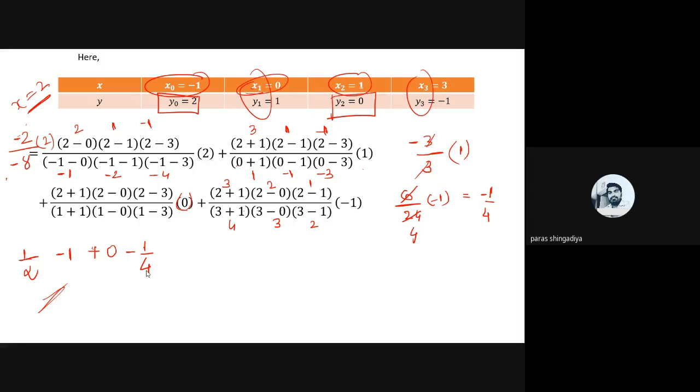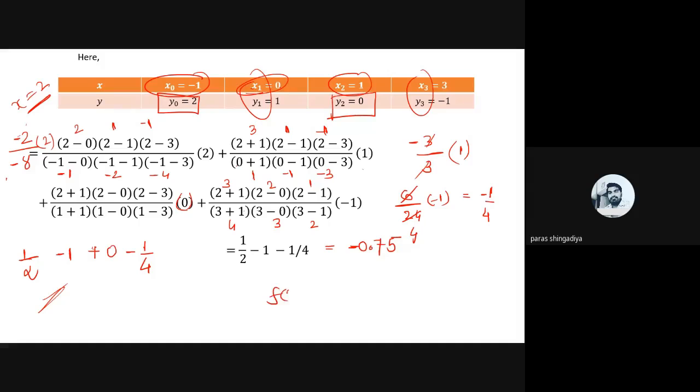And now the final calculation: 1 by 2 minus 1 minus 1 by 4. 1 by 2 is 0.5, 1 by 4 is 0.25. So 0.5 minus 1 minus 0.25 will be 0.75, and that is a negative answer. So we get 1 by 2 minus 1 plus 0 minus 1 by 4. So the final answer of this one is negative 0.75. Otherwise you can consider minus 3 by 4. So negative 0.75 is our answer of f of 2.